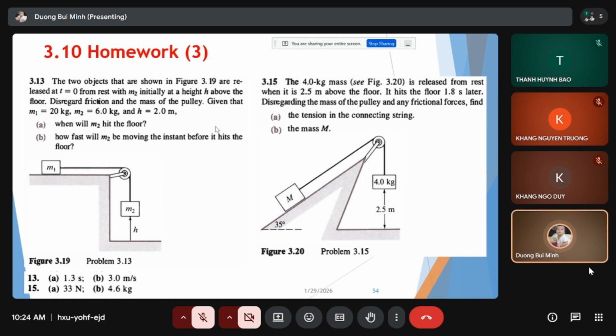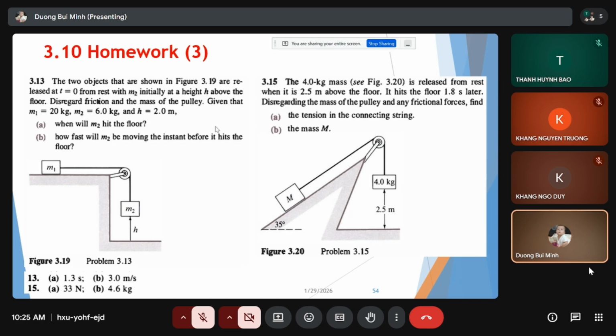So for object 2, we only consider x-axis, that's enough. X-axis, because we skip the friction force, right? So we just consider x-axis. But if we consider fk is moving, fk, right? We need to calculate the normal force, right?